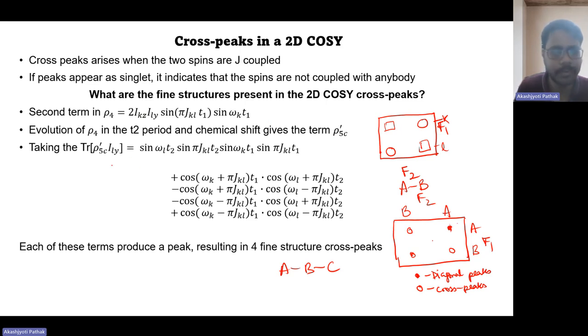What you have to understand here is that when we were understanding the diagonal peaks in a 2D COSY, we had calculated the trace, or what will be the observable part. Now, similarly, if we want to understand the fine structures in the cross peak in 2D COSY, we will again take the trace of this rho 5C. So rho 5C is basically after this 90 degree x pulse, then there was a t1 time period, and then the t2 time period. So this was the fifth point.